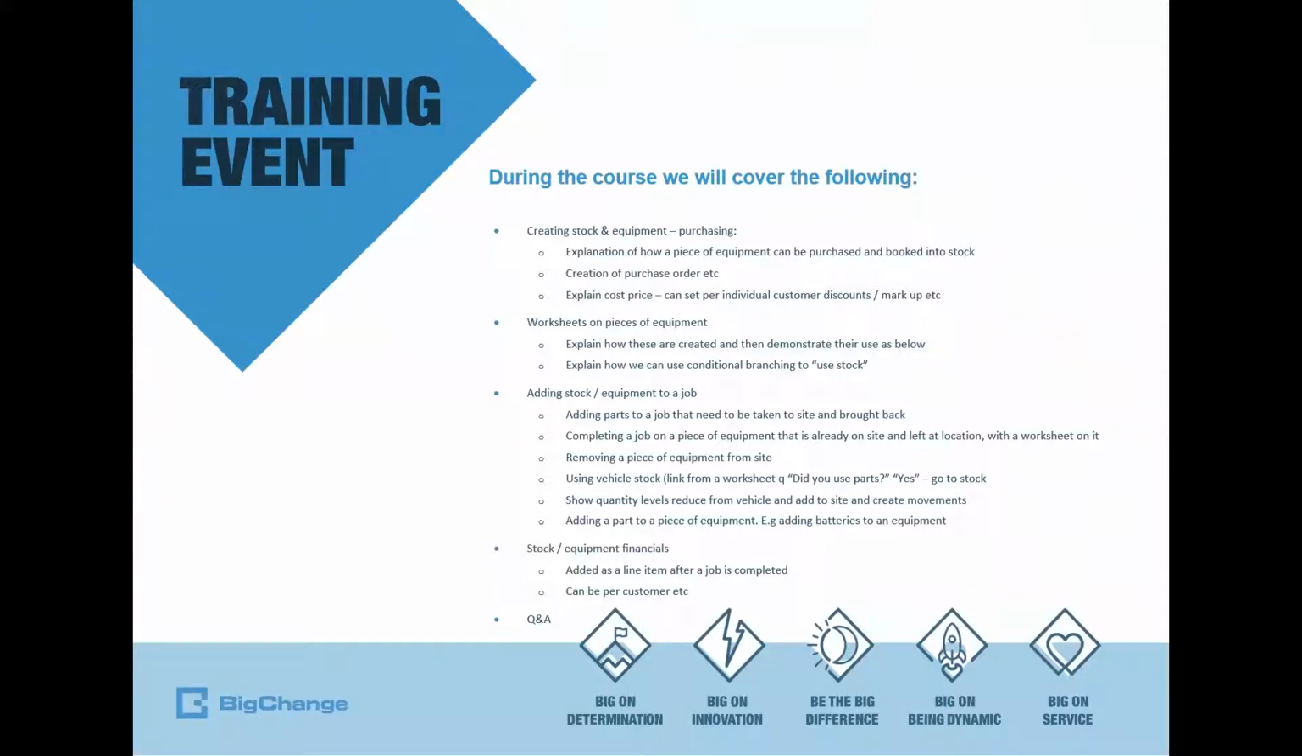We touched on quantity levels this morning. I will go through that. And finally, I will go through adding a part to a piece of equipment. For example, this allows you to understand if batteries are part of a bigger piece of equipment. We'll be able to understand what items are on it, when they're inputted, when they're installed, etc. And finally, we'll touch on some of the financials of using stock and equipment on a job, before going forward to a Q&A at the end of the session.